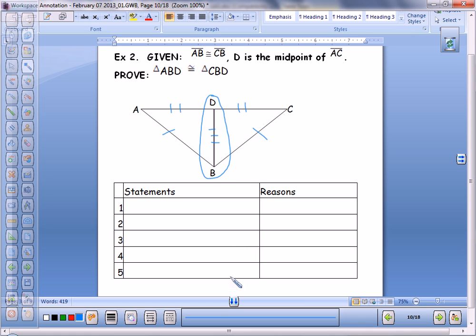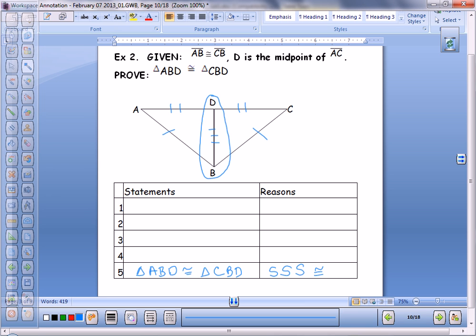So is triangle ABD congruent to triangle CBD? Yes, that's what we're trying to prove, and that will always be our last statement. So our last statement is that prove statement: triangle ABD is congruent to triangle CBD. And we can already tell from our markings what mathematical reasoning we're given for that. This is the side, side, side congruence postulate. Now, we have to prove why we know this is true.